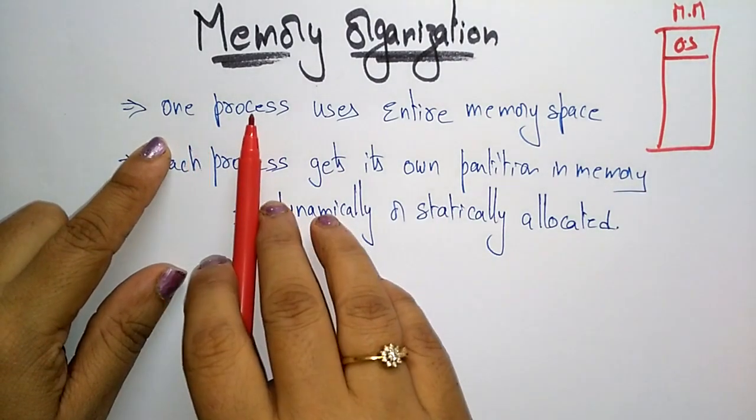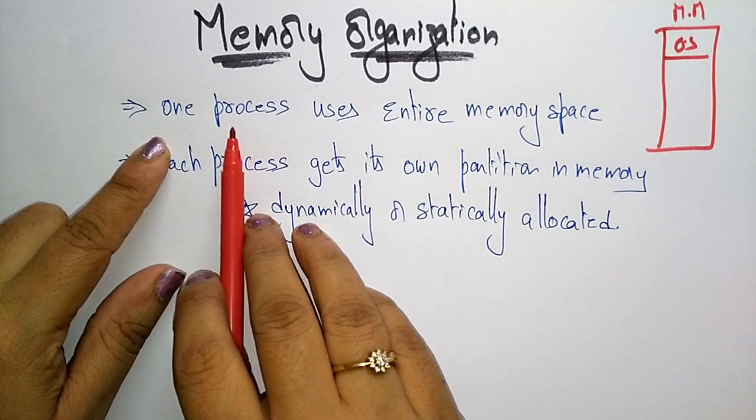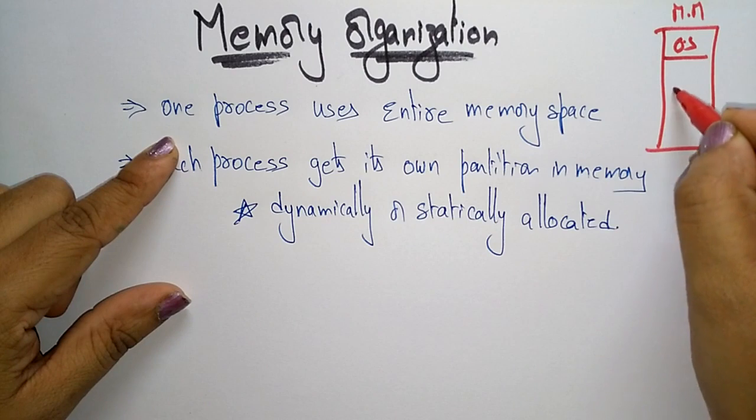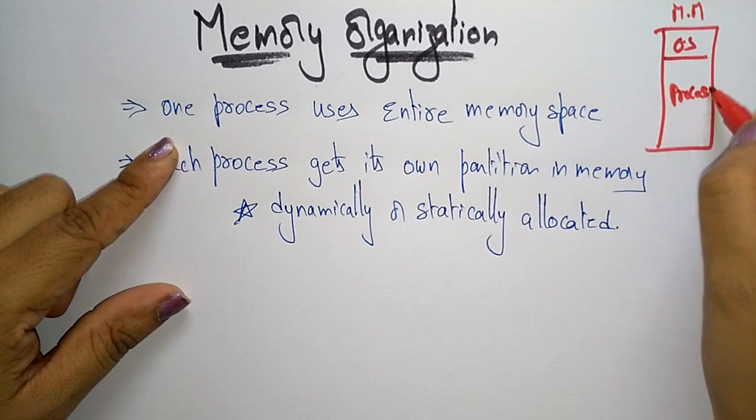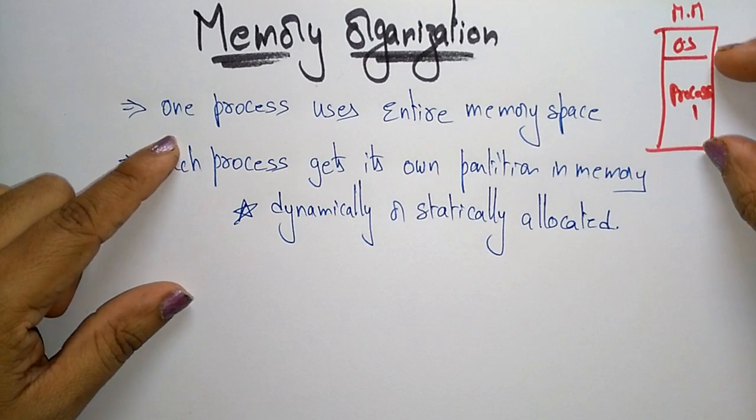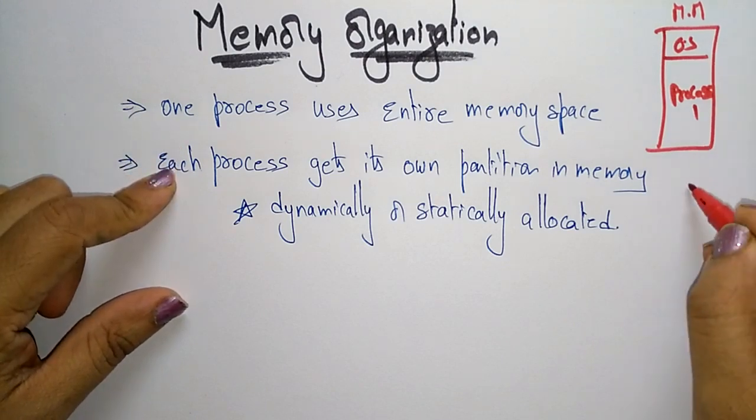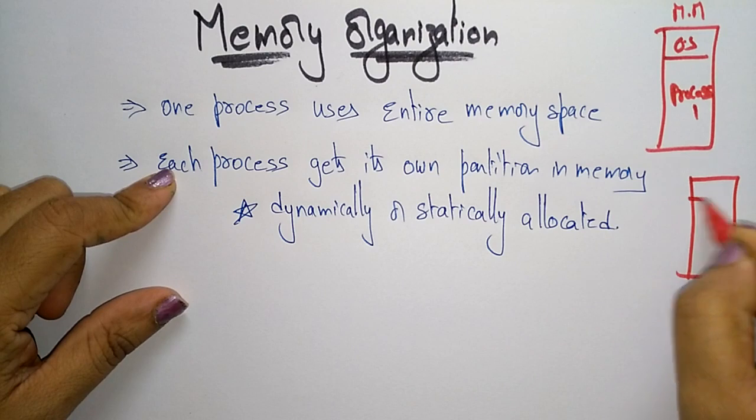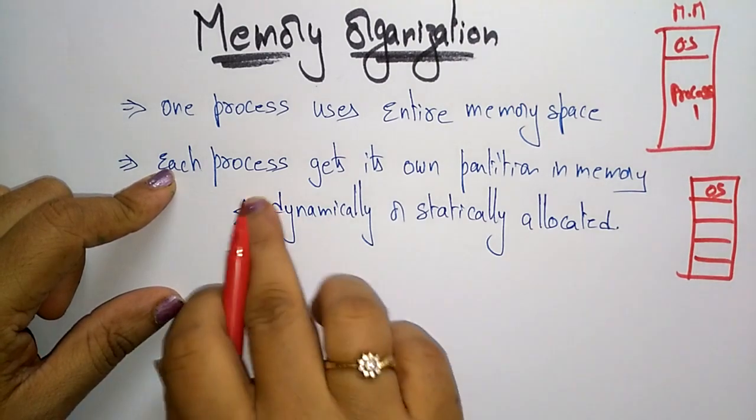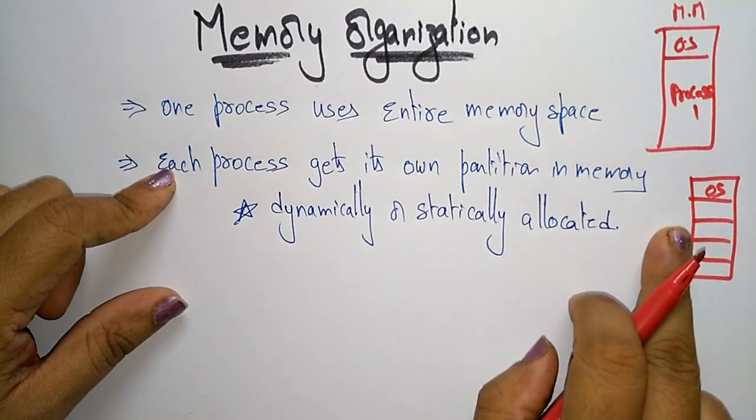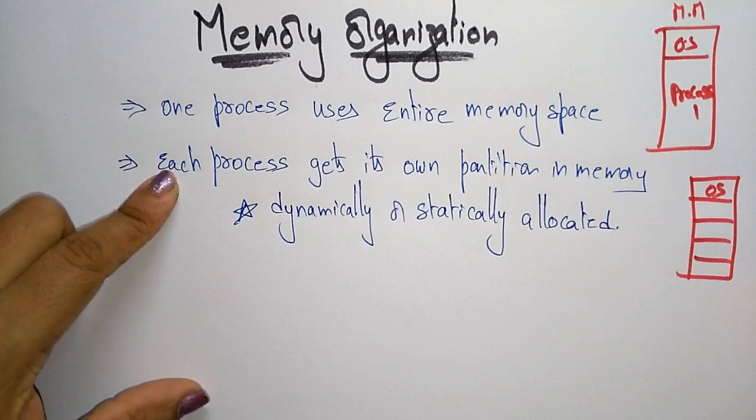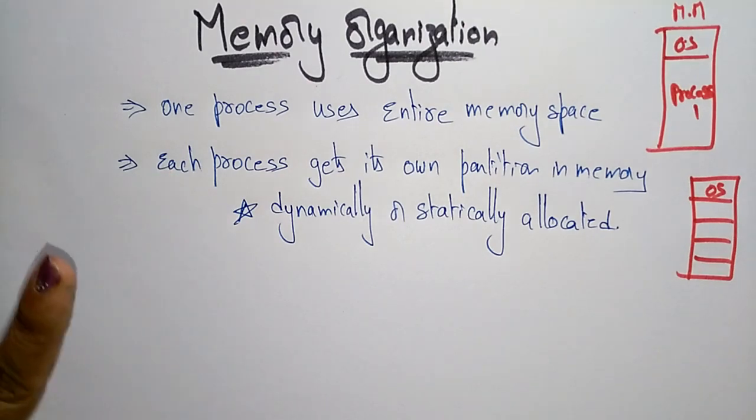So here the memory can be organized in different ways. One way is one process uses the entire memory space. The remaining entire memory space is used by one process, or else each process gets its own partition. Suppose this is an operating system, it is divided into different chunks, and each process gets its own partition of memory that may be allocated dynamically or statically. So this is how the memory is organized.